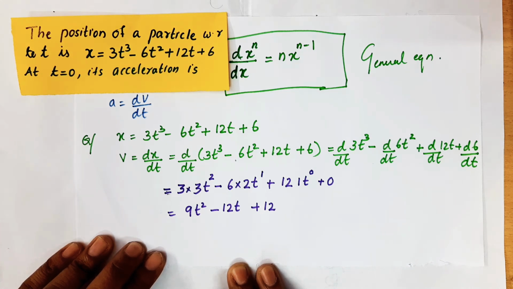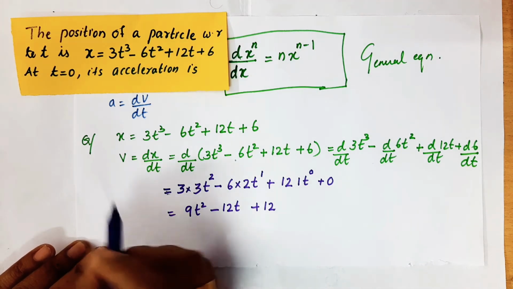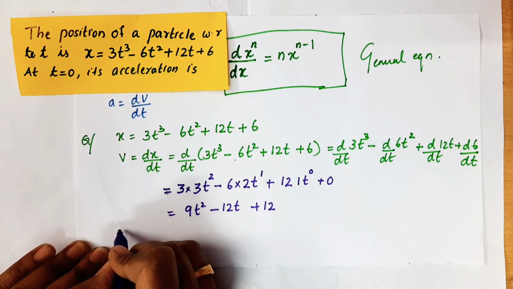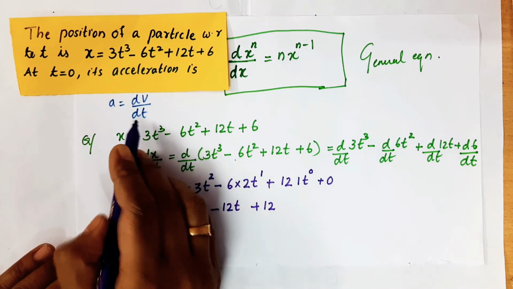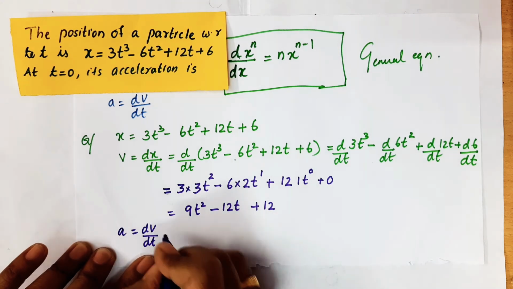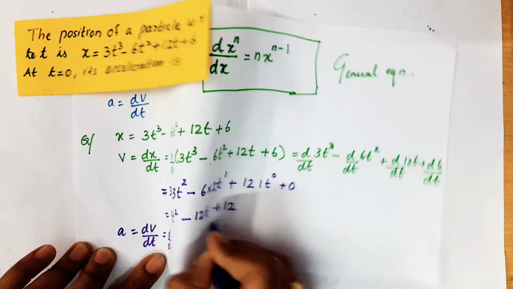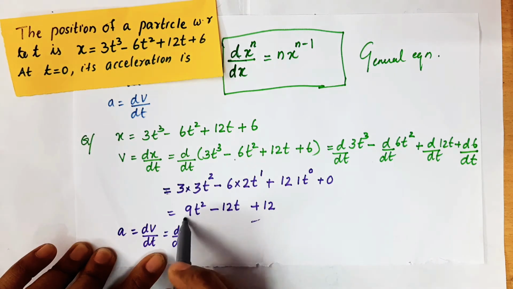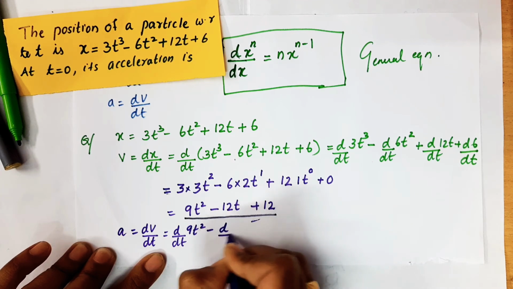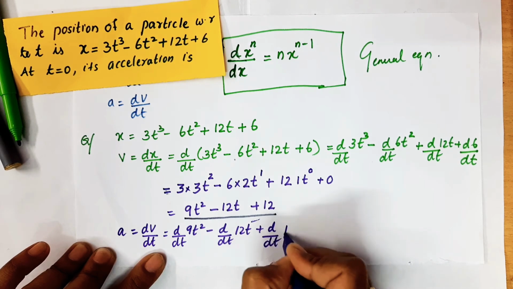Okay. Now, if you need acceleration, the question is to find the acceleration at t equal to 0. So the next step is I need to find a. What is a? dv by dt. Same procedure. d by dt of the v value, this full expression is your v value. So we can write d by dt of 9t square minus d by dt of 12t plus d by dt of 12.